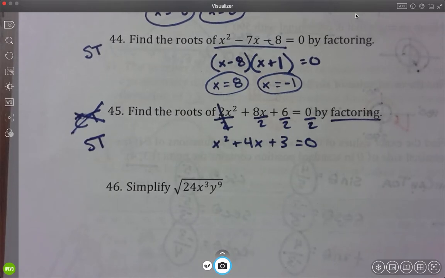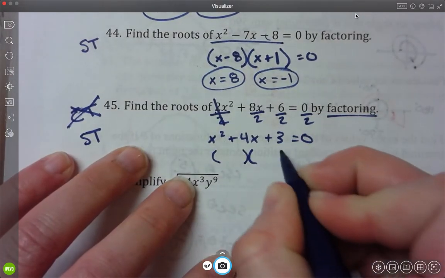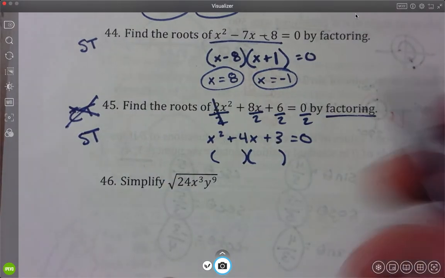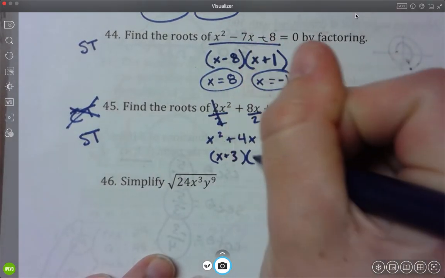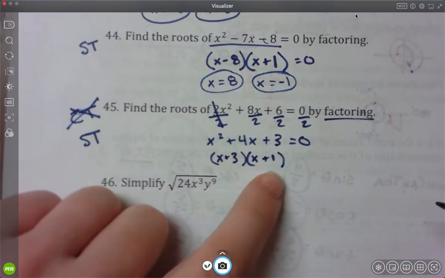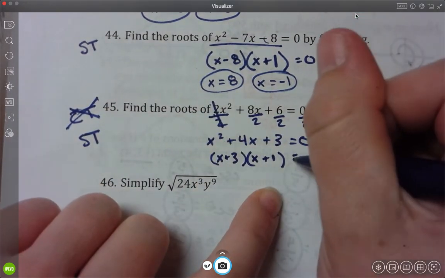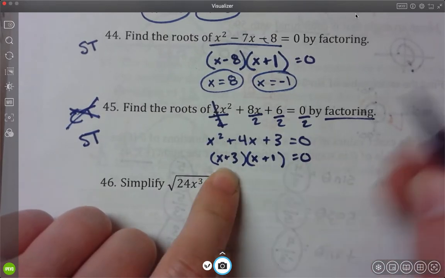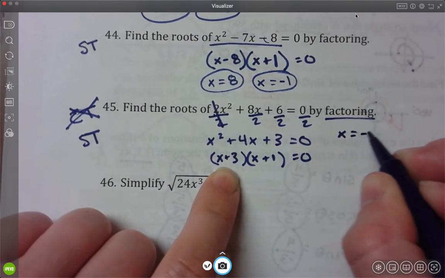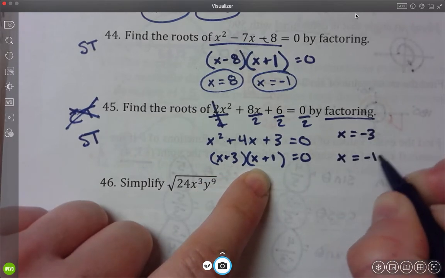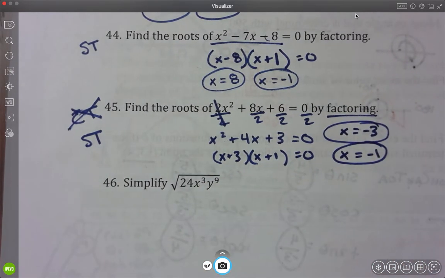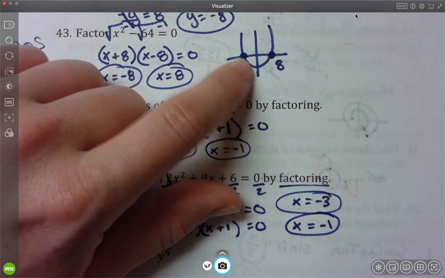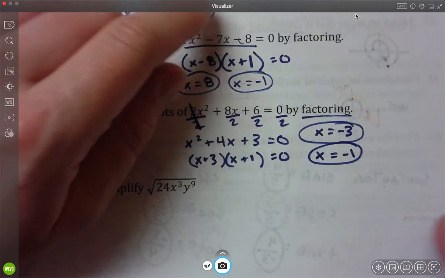So, I'm going to break him down. What can I multiply to get 3, but when I add them, give me 4? And that is going to be positive 3 and positive 1. 3 times 1 is 3. 3 plus 1 is 4 equals 0. So my two answers will be, if I set them both equal to 0, x will be equal to negative 3, and x will be equal to negative 1. And that's what both of those are. Okay? So where he's crossing right here, like this parabola, is at negative 3 and negative 1. All right? Last one, 46.